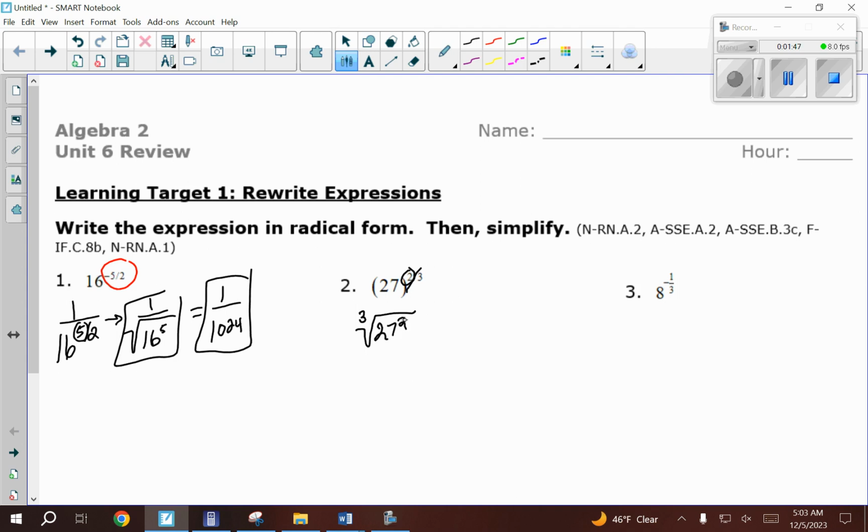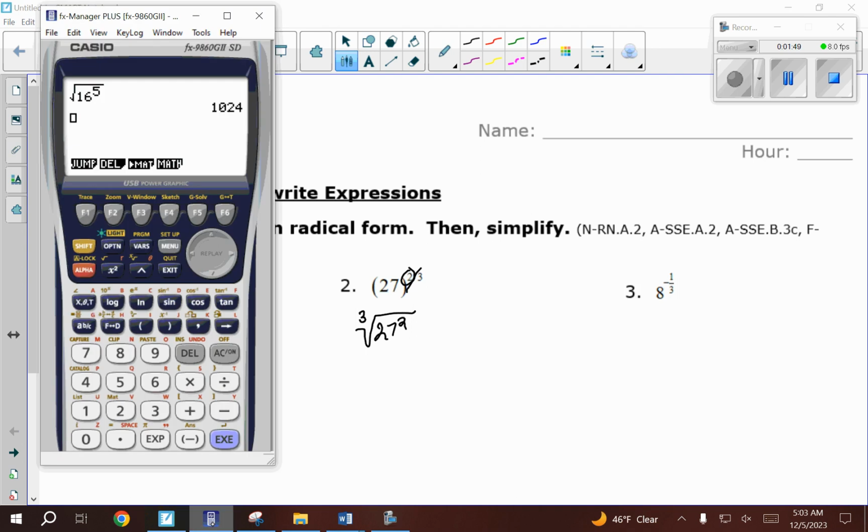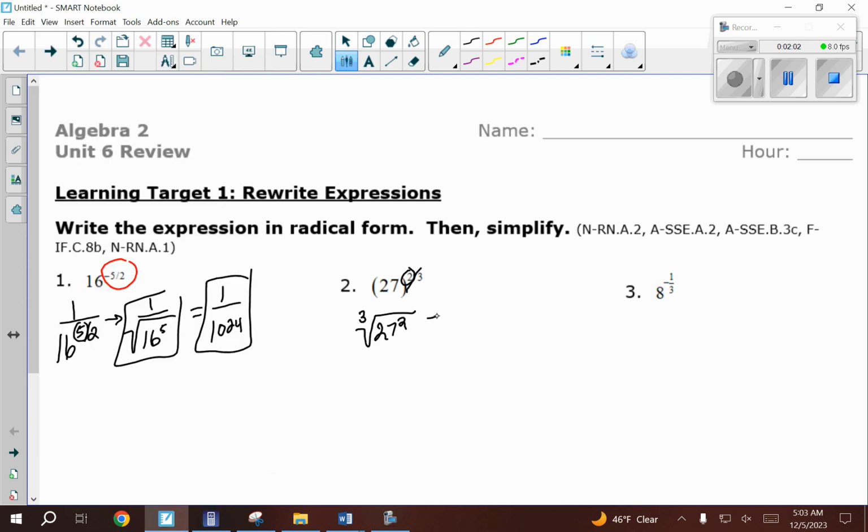And again, always check them in the calculator first. To put in a cube root, it's shift parentheses 27 to the 2nd power. It gives us a nice answer, so the answer is just 9. So this is the radical form, and this is the simplified form.